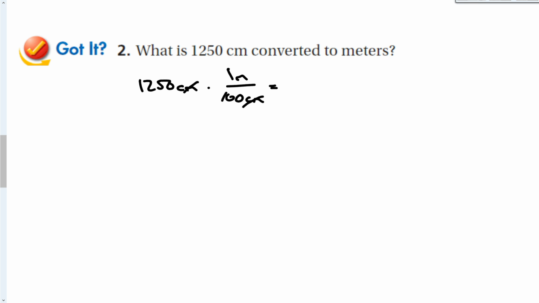12.5 meters. Okay? And normally, if you have to use a conversion factor that you're not sure of, you can always just look it up on the internet.